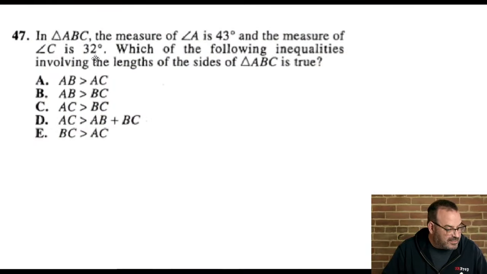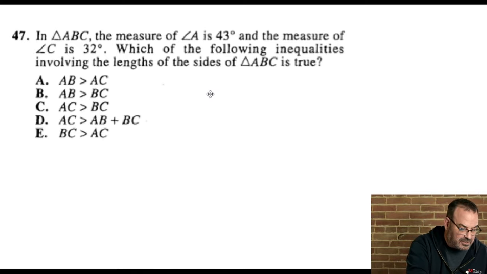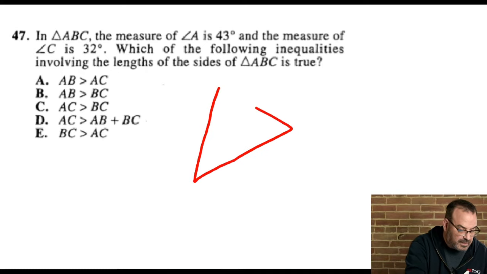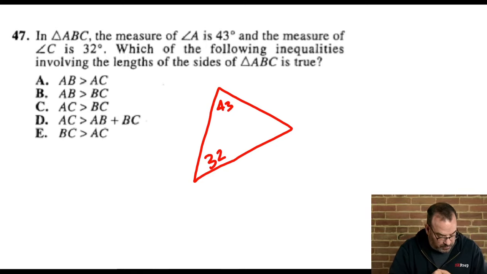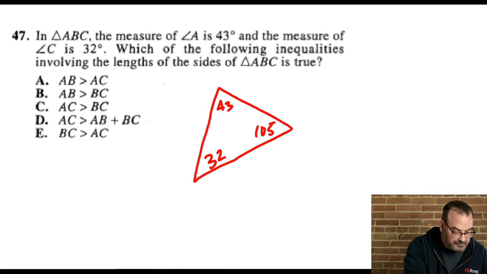In triangle ABC, the measure of angle A is 43 and the measure of angle C is 32. Which of the following inequalities involves the lengths of the sides? I wanted to do this one because, let's draw, this is acute, 43. That's pretty big, 43. And this one is 32. 32 plus 43 is going to give me 75. And 180 minus 75 is going to give me 105. It's definitely 105 degrees right there, way over 90 degrees for sure.